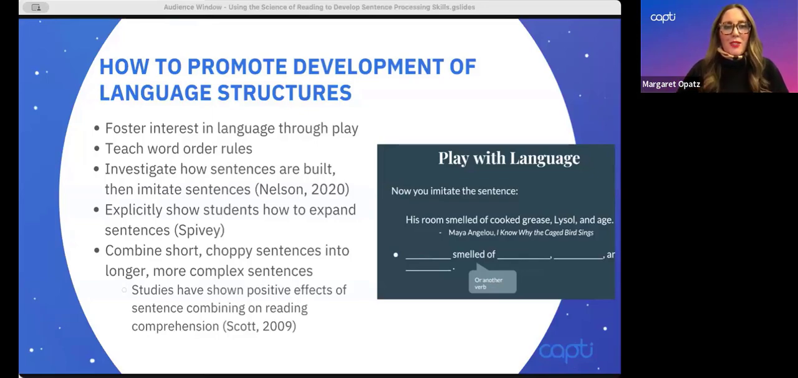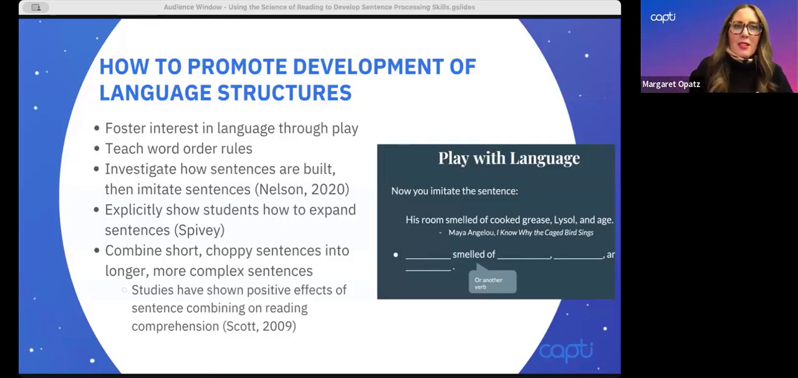So I have some resources for that as well later on. I do think it's important just to note that there actually have been positive effects of sentence combining on reading comprehension. Teaching students how to write better will actually support their reading development if it's done explicitly. That's really the key here: it needs to be that explicit connection, like we were just doing it in writing.